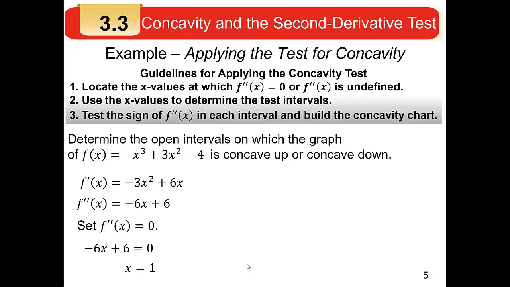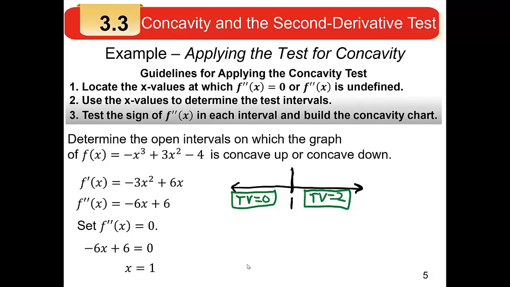What do you do with it? You take that and put it on a number line. You want to determine your test intervals. Since you only have one value, that means there's going to be one interval to the left of 1 that you have to test and one interval to the right of 1 that you have to test. So you take a test value to the left of 1, say maybe 0, and a test value to the right of 1, say maybe 2.